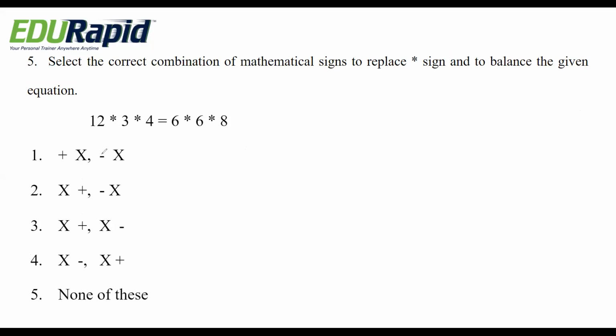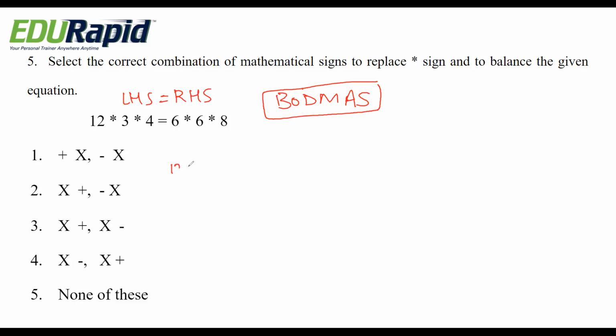Okay, for this you have to check 12 plus 3, like that. In exam you don't need to write anything, just by applying this condition you can balance this. LHS should be equal to RHS. Like 12 plus 3 into 4, but you have to apply BODMAS here. First division, next multiplication, after that addition, lastly subtraction. Okay, I'll write down and show you.